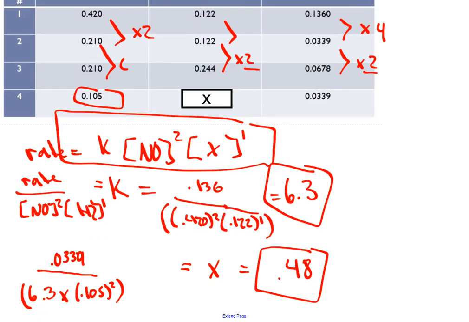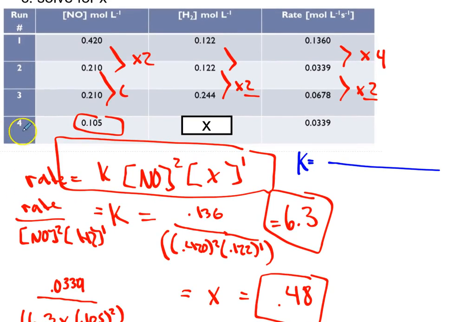Okay, this one we said that K was equal to rate over NO squared and H2 to the first. All right, so for my K units, I'm going to put one giant fraction. I'll find the units for rate. Mole, liters, seconds. It's almost always the same, by the way. Liters to the -1, so it's on the bottom. Seconds to the -1, so it's on the bottom.